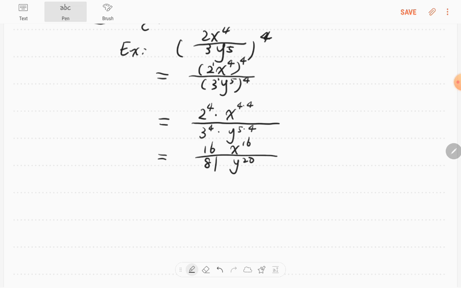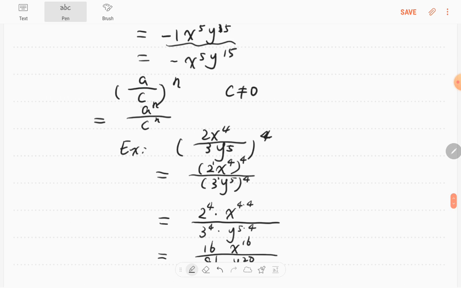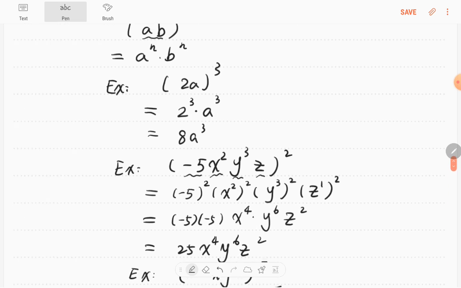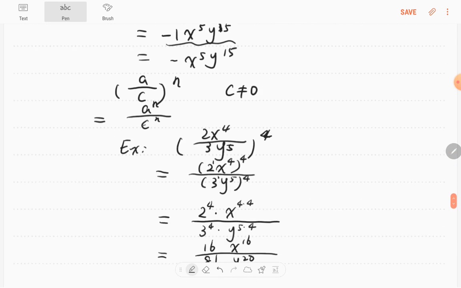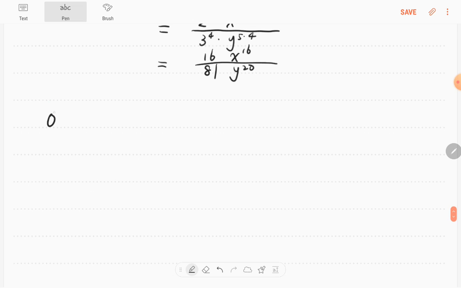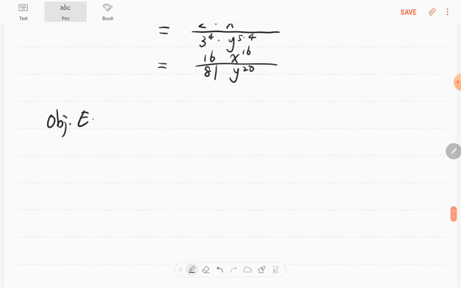Okay, so the power of the quotient rule and the power of the product rule are very similar. If it's the quotient inside the parenthesis, then after we put the exponent, it will still be the quotient form, right? It's a quotient and it's still the quotient. If it's the product inside the parenthesis, a times b, then after we put the exponent to it, it's still the form of the product. So let's check next. Next one will be use the quotient rule and define the zero exponent. Let's talk about the zero exponent.